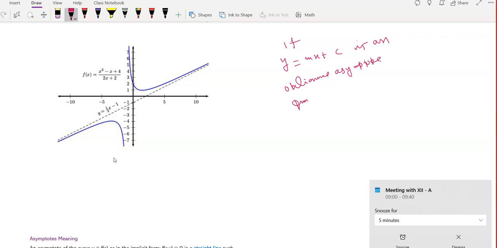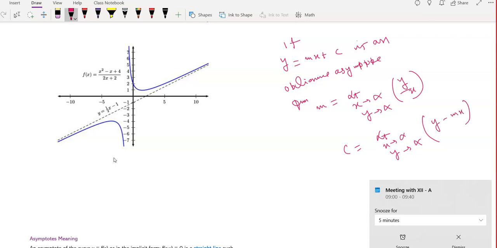then that m is going to be limit x tending to infinity, y by x, and c is equal to limit x tending to infinity, y minus mx. How to prove this? Suppose the curve is y equal to f(x).